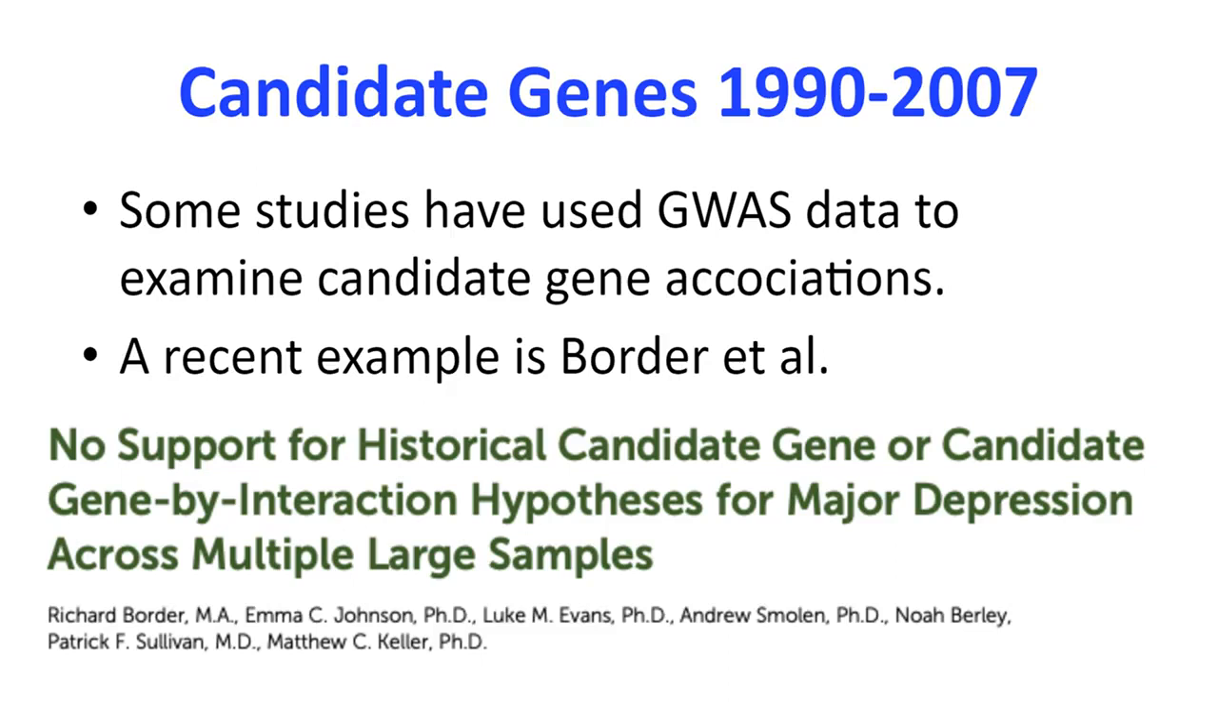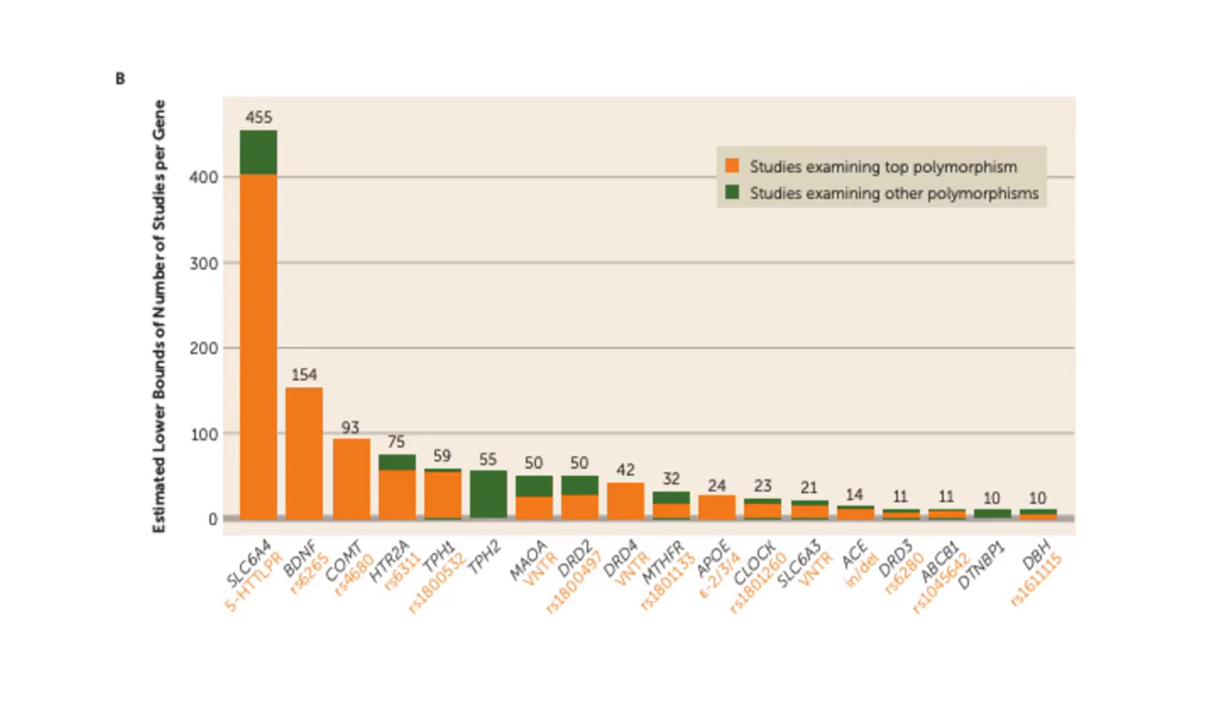And they, first of all, reviewed the literature. And actually, a scary number of studies have been published on some of the genes that are most famous. So this is the serotonin transporter. This is BDNF. This is COMT, catechol-methyltransferase, and so on.